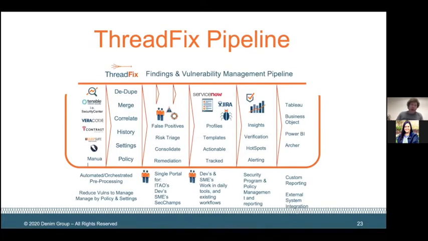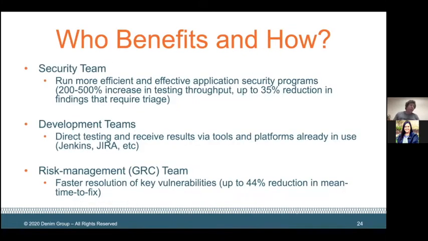Again, just looking at the ThreadFix pipeline, the automation and orchestration is a critical part of this: deduping, normalizing this vulnerability data, centrally managing false positives, and then communicating that out to the appropriate stakeholders, preferably in the tools that they're already using. Who benefits? Security teams benefit from this.